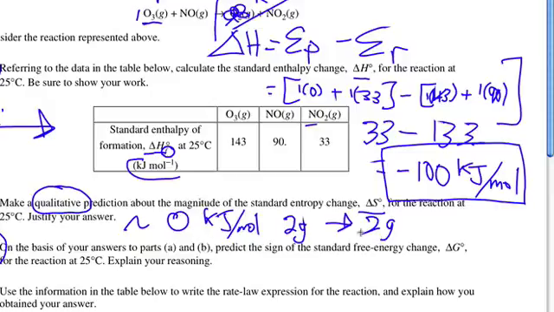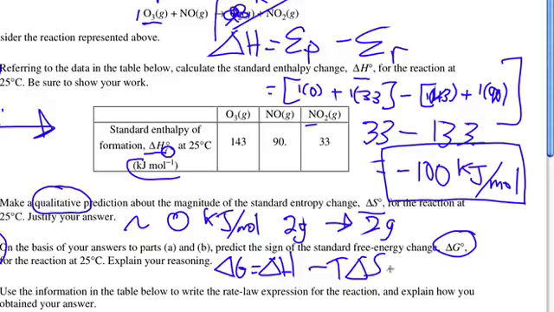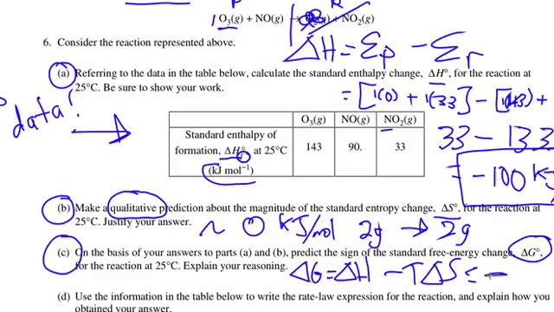On the basis of A and B, predict delta G. All right, so let's go through and just look at the equation in this case. Delta G equals delta H minus T delta S, and delta S is 0, so this whole term is going to go to 0. So delta G is negative.